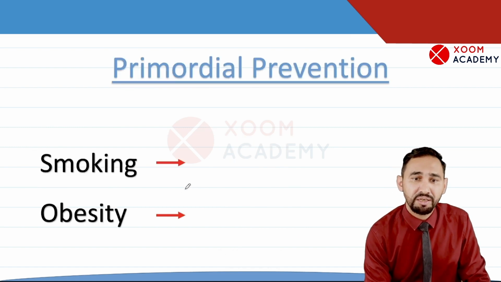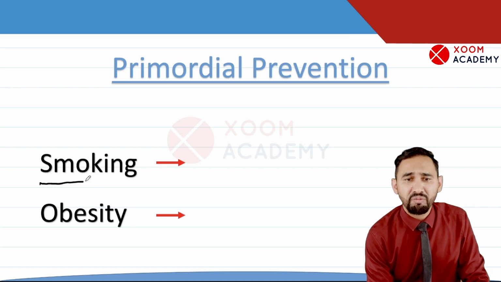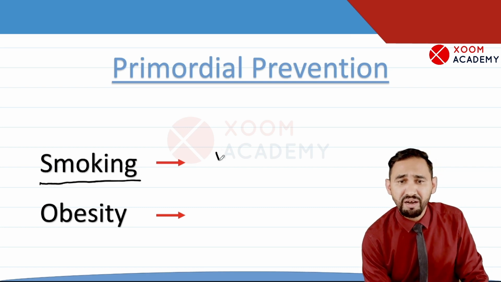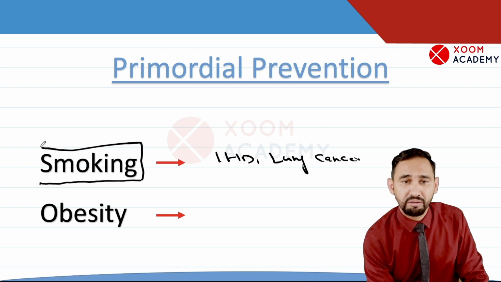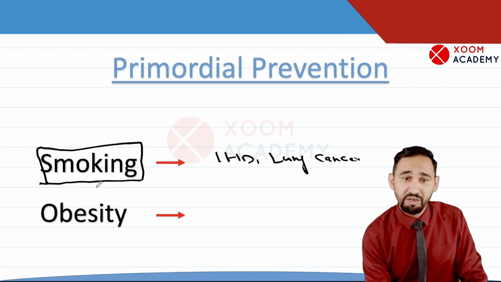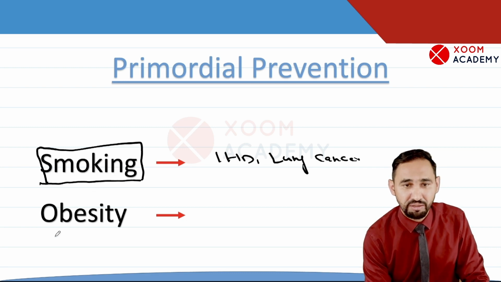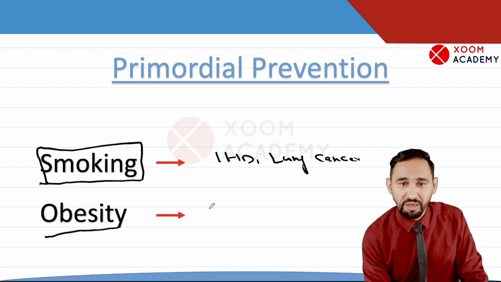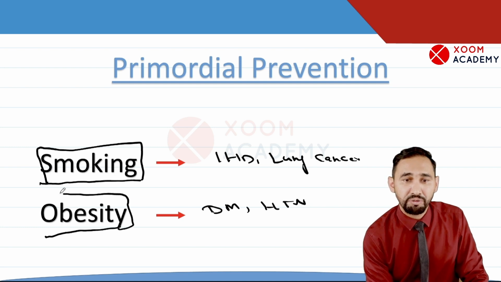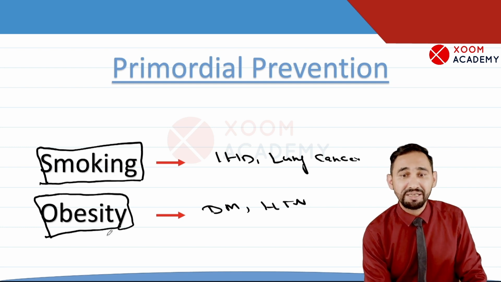Primordial prevention. We have to stop the development of smoking, because smoking causes ischemic heart disease. It causes lung cancer. So we can stop smoking. We can stop this risk factor from development by healthy lifestyles, by counseling, by guidance, by health education. Obesity. Obesity may lead to diabetes. It may lead to hypertension. So we have to stop people from becoming obese by healthy lifestyles.